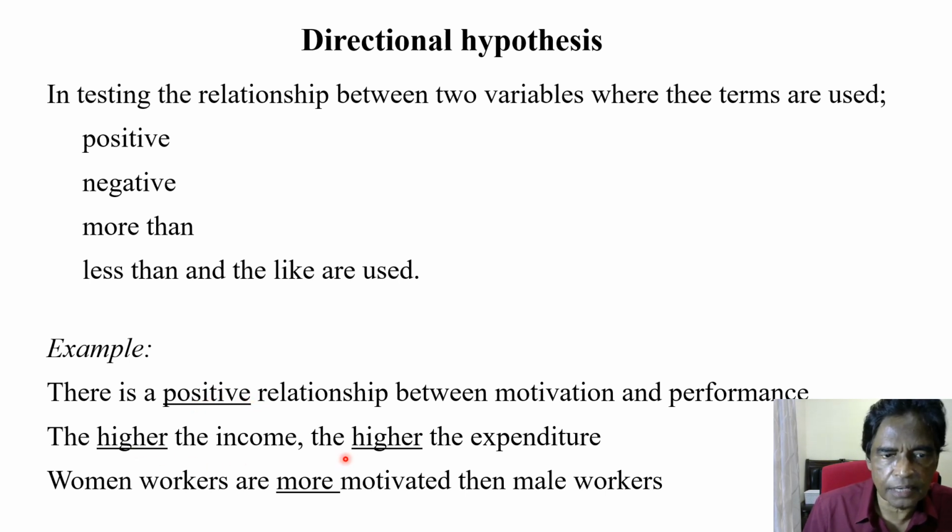Next one, income and expenditure. When the income goes up, the expenditure also goes up. The reason behind it: when income increases, your surplus income increases too, so that could be invested or spent on some other things. Next, women workers are more motivated. They're comparing women and men, so the word here is "more". These are keywords found in this hypothesis. They are directional, so you call it a directional hypothesis.